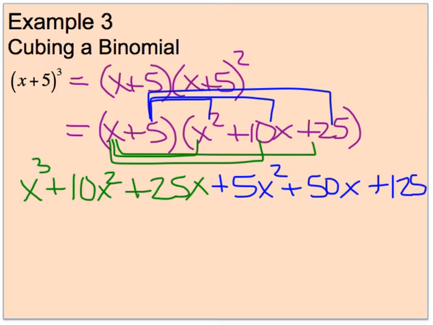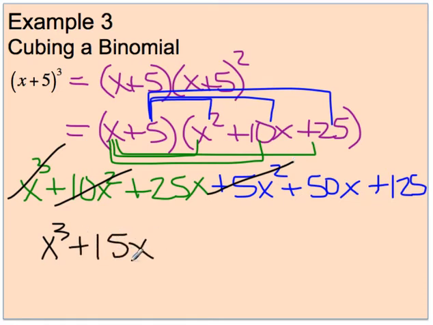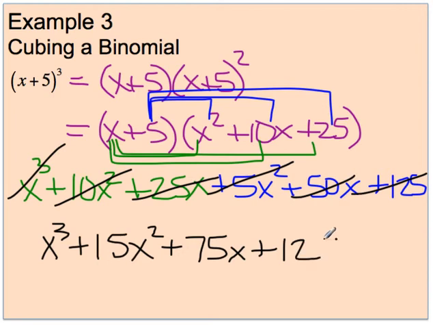So now I'm going to write in descending power of the exponent. So x to the third. I have 10x squared plus 5x squared. That's plus 15x squared. Plus 25x plus 50x. That's going to give me plus 75x. And then the lone constant plus 125.